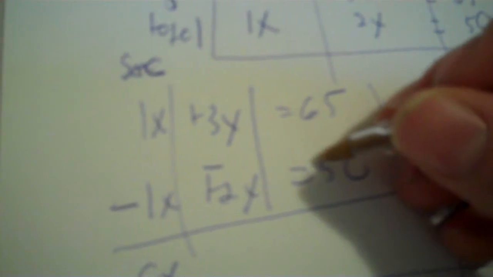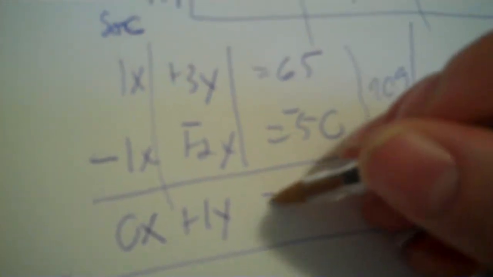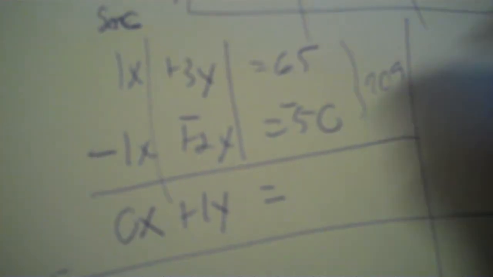But then that goes negative, and that goes negative. So 3 plus negative 2 is 1y, and 65 plus negative 50 is 15. So that's out. So divide by 1, and y equals 15, okay? So go to your y's, put 15s. So the gameplay costs $15.